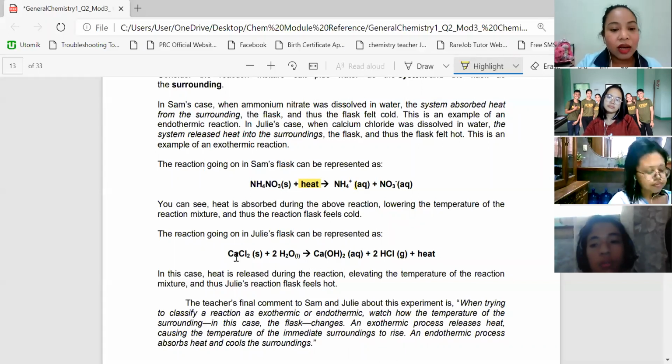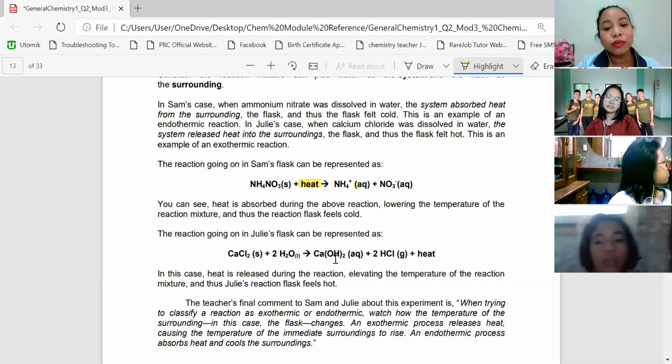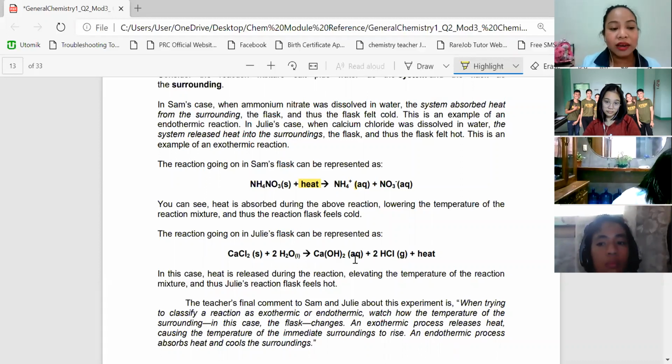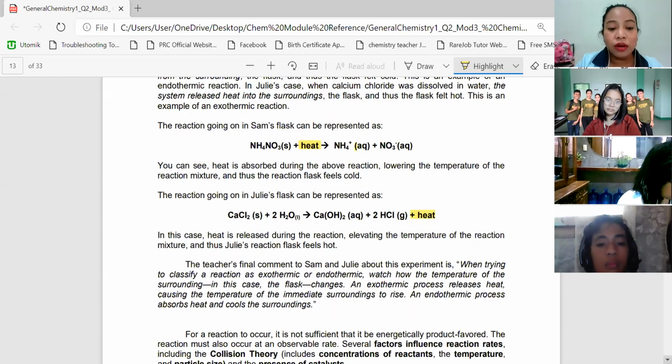While here, calcium chloride and water, si calcium, gibungkag niya si water na yung calcium hydroxide and hydrochloric acid. So tungod kay nagbungkag siya, nag-release siya og energy. Mao nang at the end na siya heat nga na-produce. And that makes your chemical reaction exothermic.